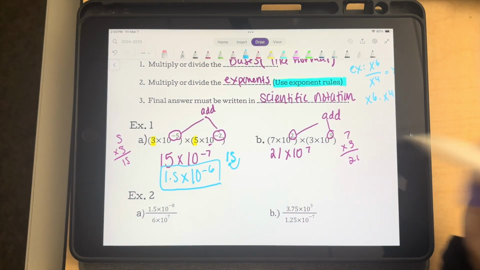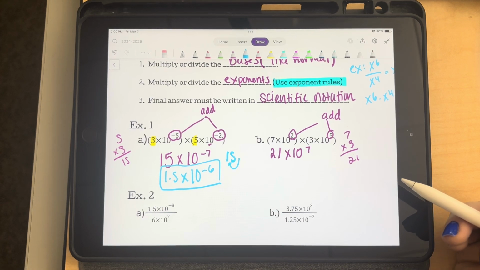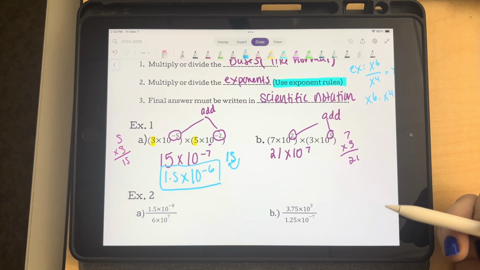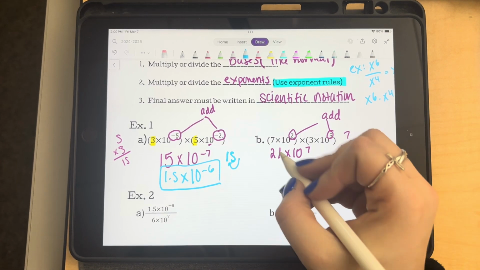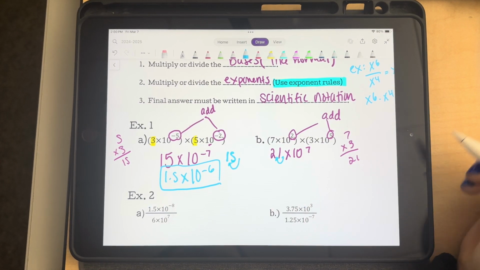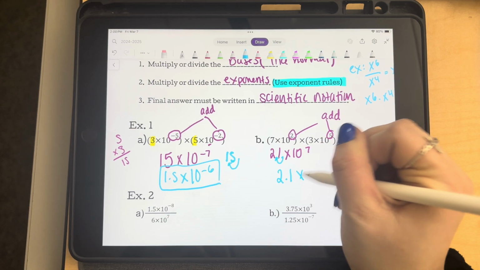Okay? It's not in scientific notation. 21 is too large, so we have to make it smaller. So I have to put my decimal point at the very end, since there's not a decimal point, and we're going to move it 1 place to the left. So that means I've got 2.1 times 10.